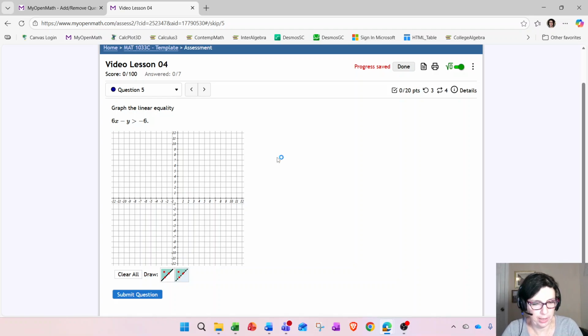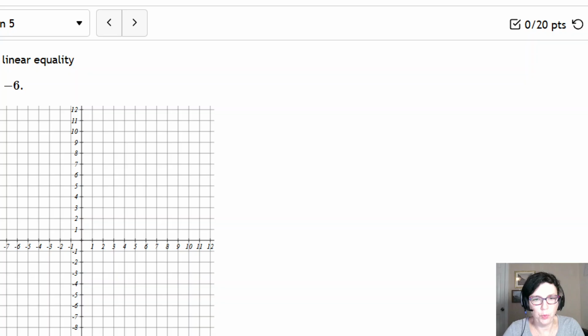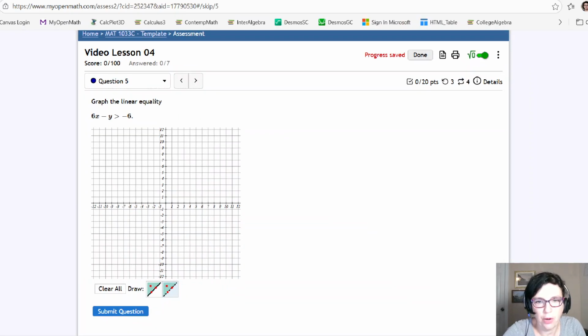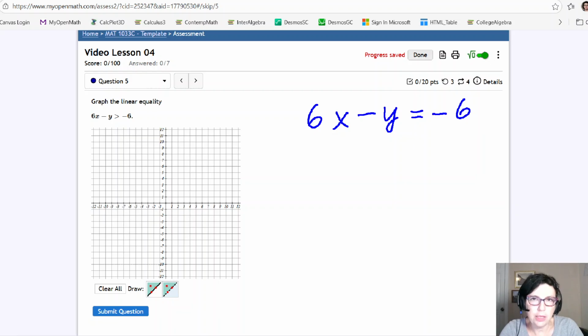But in order to graph it, the first thing I need to do is graph that boundary, the dashed line. All right, so let's think about which 2 points we can figure out from the equation of the boundary. So this is going to be 6x minus y equal to -6. That's the boundary, right? And the easiest thing to do, like I said, is to find the intercepts.